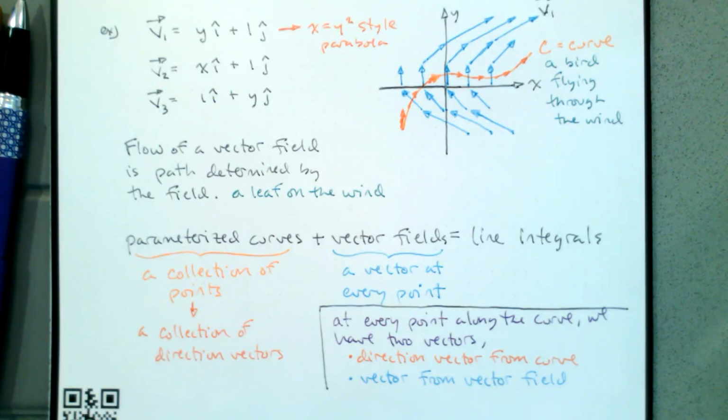Now remember that the dot product is a scalar product. So at each point along the curve, we're going to take the direction vector from the curve and the vector from the vector field, find their dot product, and that's going to drop out a scalar. And then we're going to add up all those scalars. This raises a question: what is this line integral going to represent? But just like on Legal Eagle, the answer is always, it depends.